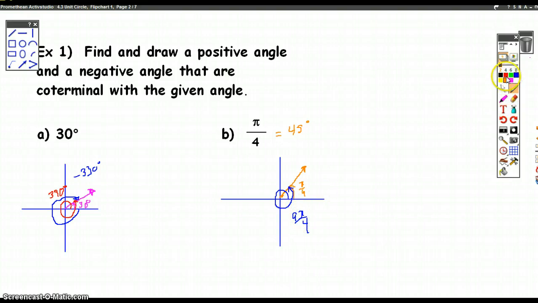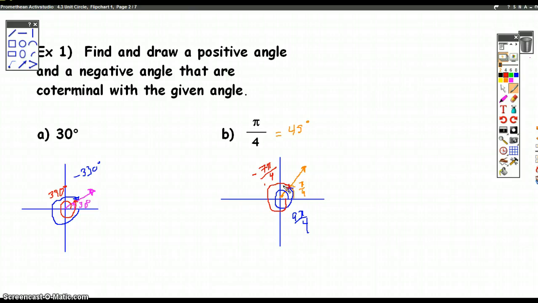And I can go in the negative direction too. Negative 1 pi over 4, 2 pi over 4, 3 pi over 4, 4 pi over 4, 5 pi over 4, 6 pi over 4, 7 pi over 4. There we go. So that's negative 7 pi over 4. Okay, so there we have our basic definitions.